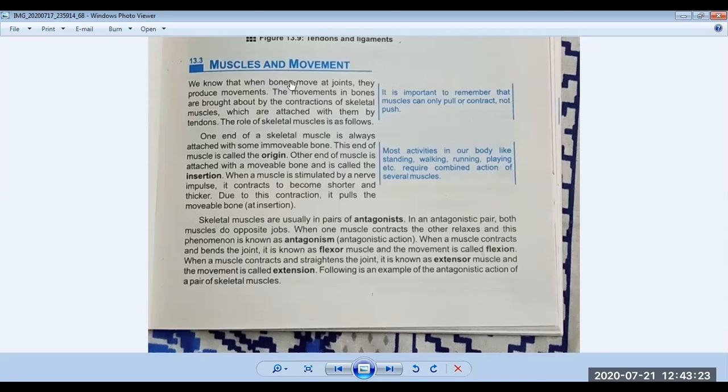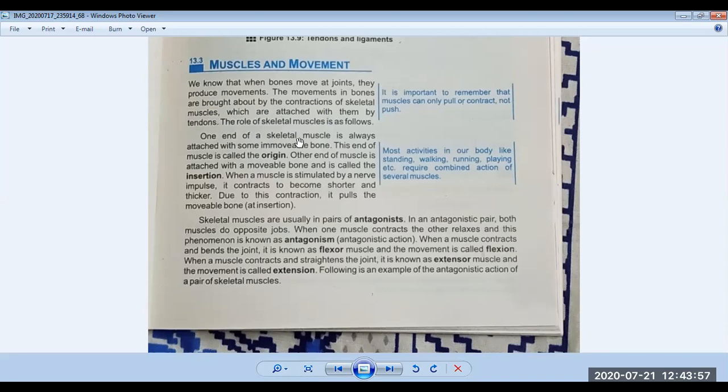When bones move at joints, definitely all bones move at joints. We have elbow joints, knee joints, hip joints, shoulder joints, so they produce movements. The movements in bones are brought about by the contraction of skeletal muscles, which are attached to them by tendons. We have discussed above that tendons are tough bands of tissue which connect muscles to the bones. So the role of skeletal muscles is as follows.